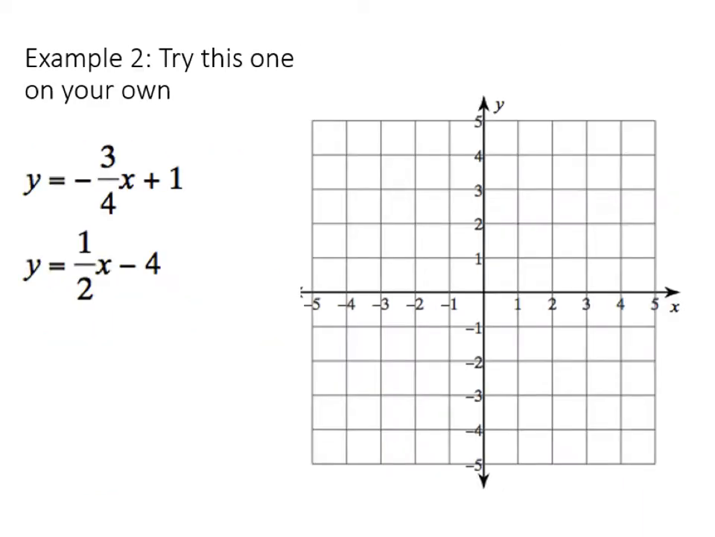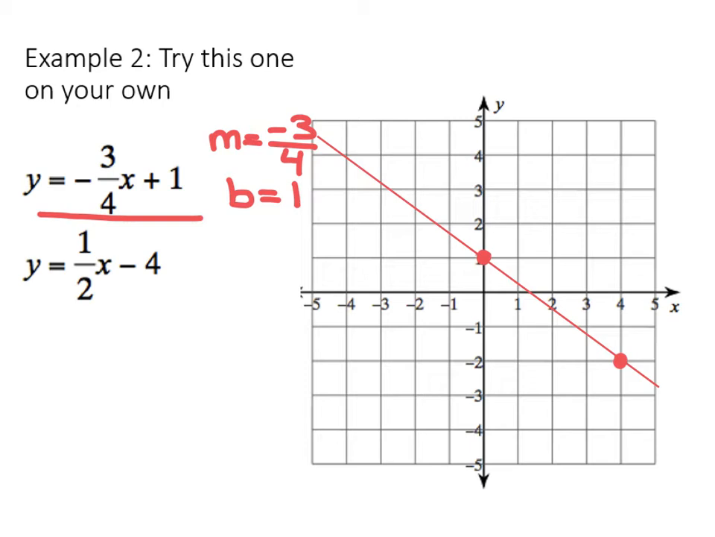Pause the video and try the next one on your own. Now, in order to graph the first equation, we can first identify that our slope is negative 3 over 4, and our y-intercept is 1. So I can plot my point on the y-axis, go down 3 and over 4, and draw in the line.